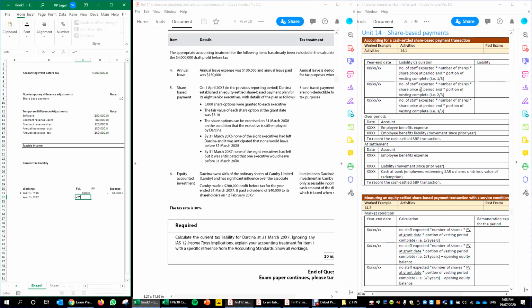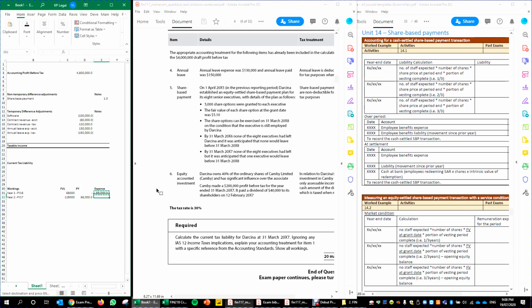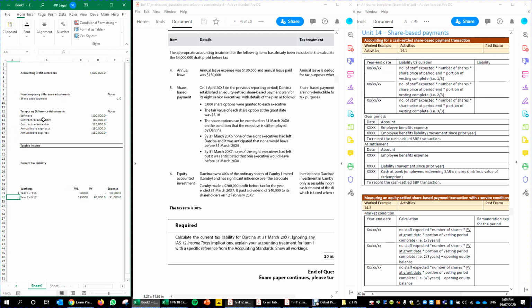What's next? So it's number of shares, so it's still going to be 5,000, and then it's going to be times the share price at the end of the period, so it's still going to be $5.10, it hasn't changed. So times by 5.10, and then what we need to do is times it by 2/3, because it's the second out of the third period. We can see that they're vesting in 2018, so 2/3. Okay, so there's our fair value of the liability, but what we need to do is subtract the 2 from each other, and there's our expense right there, $51,000.